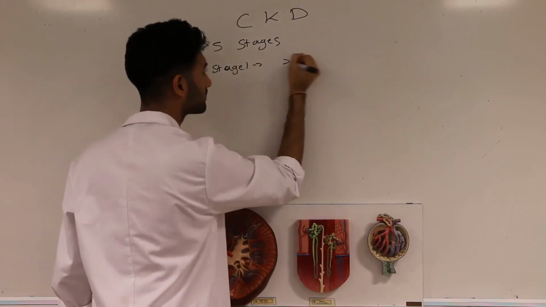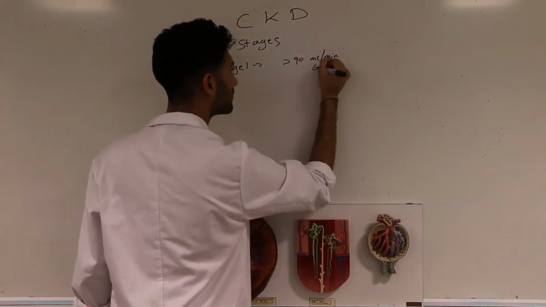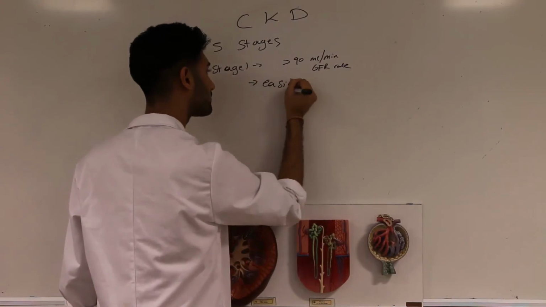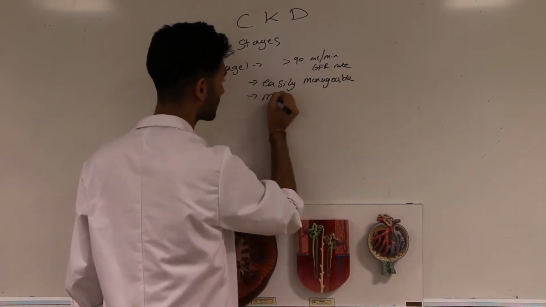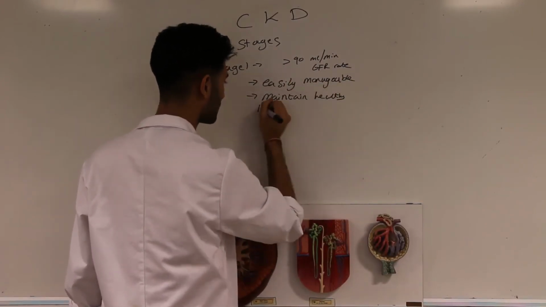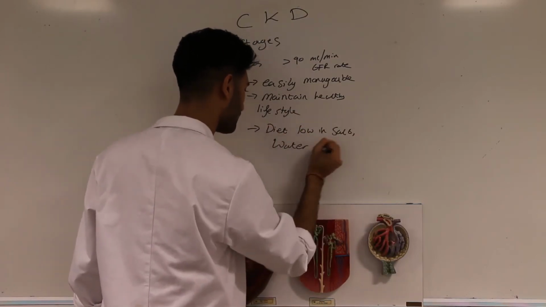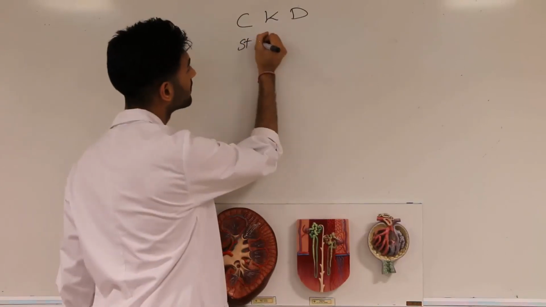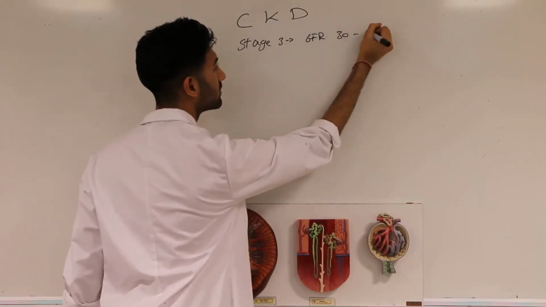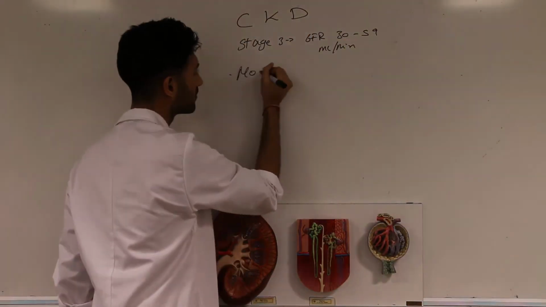The first stage, the glomerular filtration rate, is around 90 milliliters per minute and above. Stage 1 can be easily managed by adhering to a healthy lifestyle, i.e. a healthy diet which is low in salt, water and protein. At stage 3, the kidneys are functioning with a GFR of around 30 to 59 milliliters per minute.